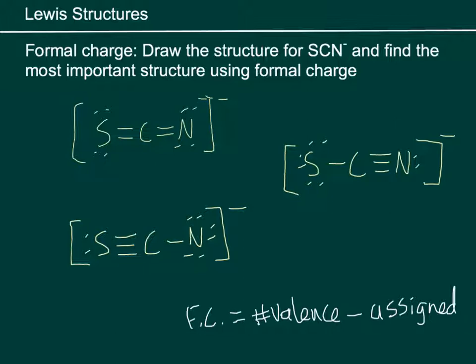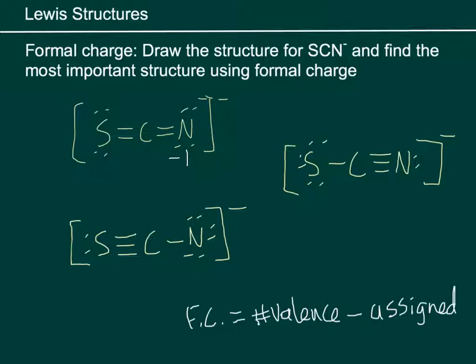The carbon next to that has 4 valence, and we're in the same situation here. It's got 4 assigned to it, 4 minus 4, 0. This nitrogen over here has 1, 2, 3, 4, 5, 6 assigned to it. It has 5 valence minus 6, so it's going to be minus 1. So I'm going to write that in on the nitrogen. It's got a minus 1 formal charge.